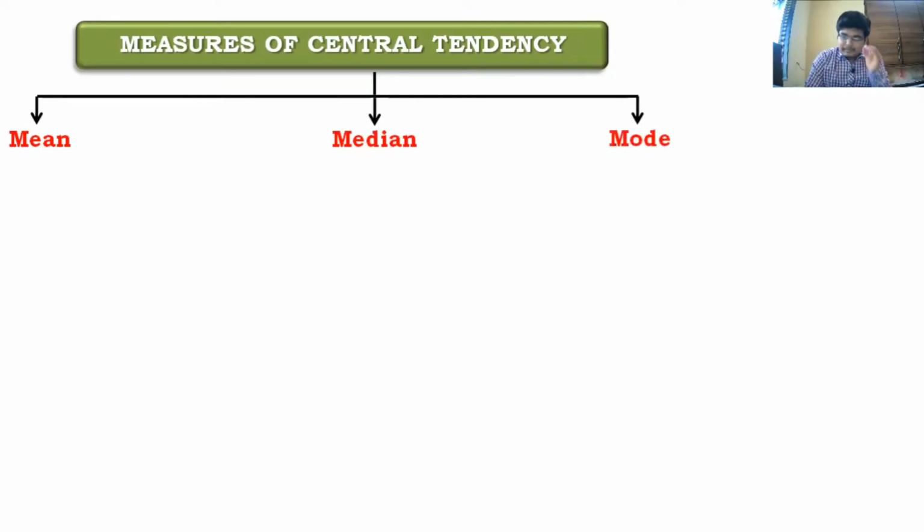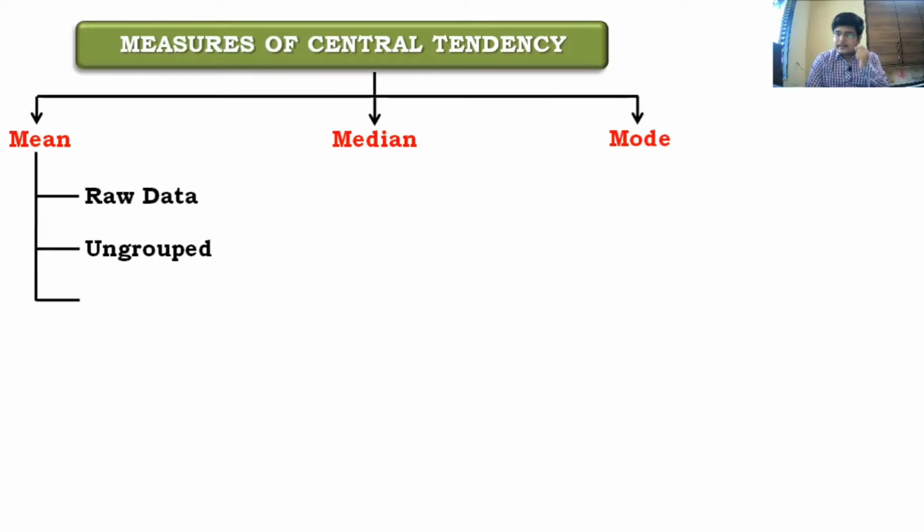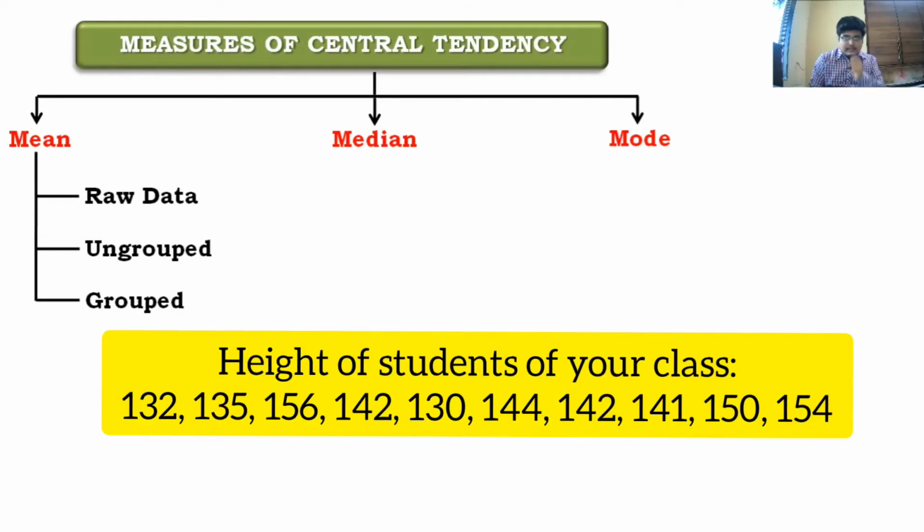Now mean, we have to find mean for three types of data. The first is raw data, second is ungrouped data, and third is grouped data. I hope you know what is raw, ungrouped, and grouped. Here I have taken some examples. So this is the example for raw data, which is simply some numbers. So let's say if I say that height of some students of your class are given as follows. So this is raw data. It is simply some numbers.